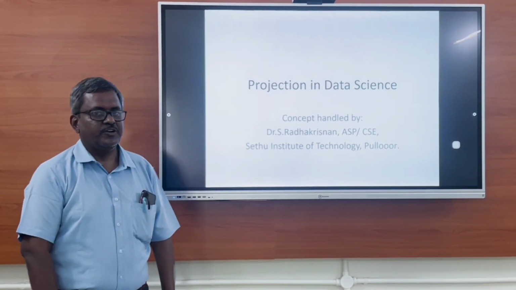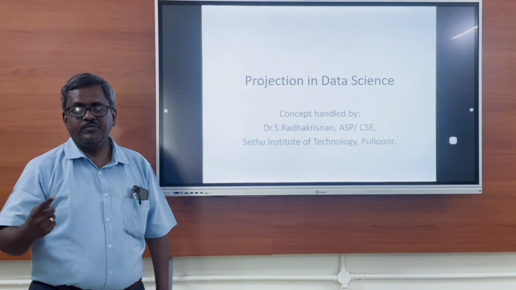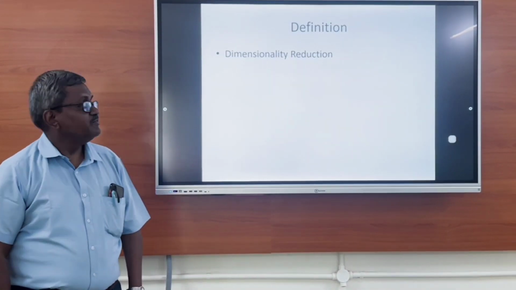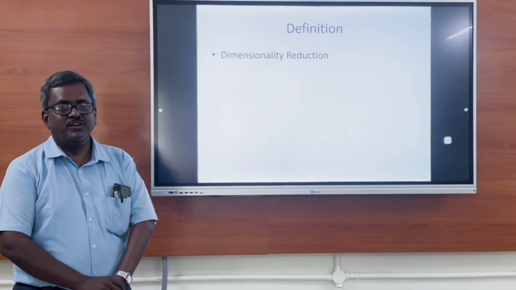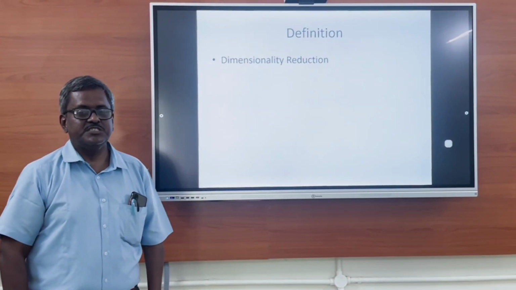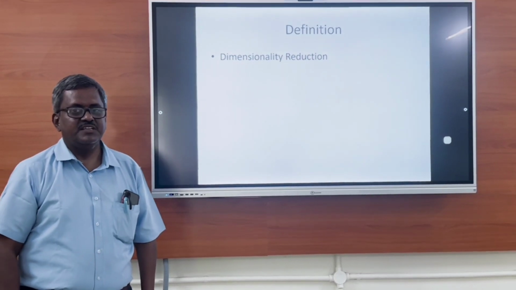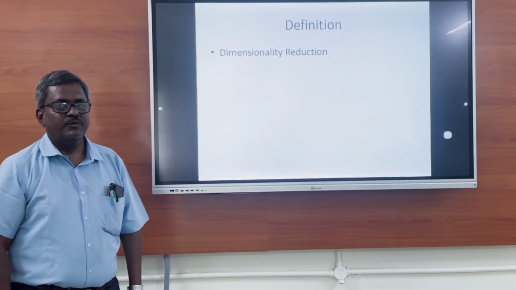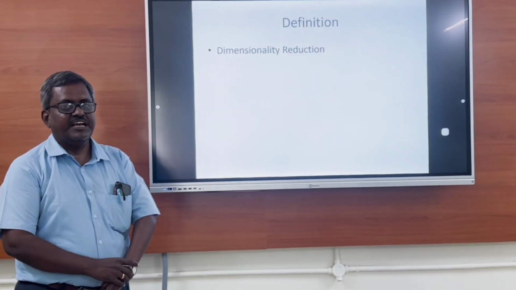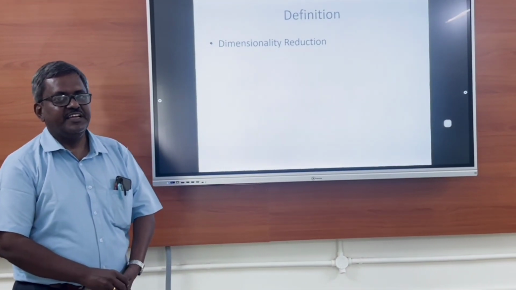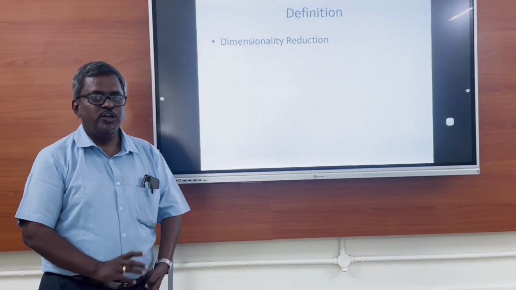I am going to take a topic called projection in data science. So when we say projection, we are meaning dimensionality reduction. For a data set, there are a number of attributes which are used in the data set. The number may be very small to very large. When the number is so large, we have to reduce the dimension so that we can have faster computation, and we should also get the same result of the full data set.